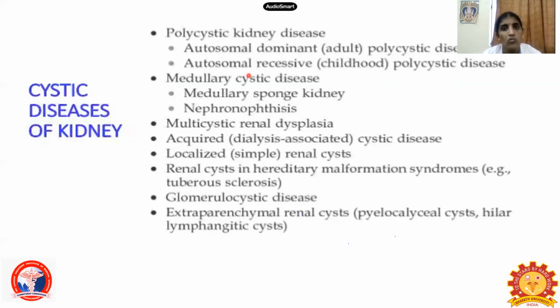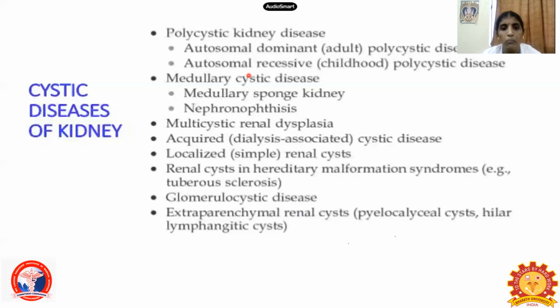Then the fourth and most important is the acquired cystic disease. And the most common scenario in which the renal cyst occurs by an acquired condition is that it is dialysis associated. So it's also called dialysis associated cystic disease. So patients who are on renal failure, on chronic renal dialysis can acquire cystic disease.